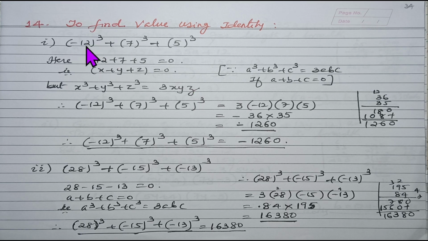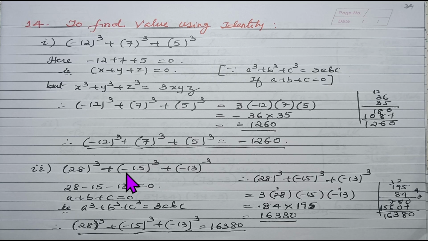So let us take minus 12 as x, 7 as y, and 5 as z. When we add, we get 0. That means x plus y plus z is equal to 0. So x cube is minus 12 cube, y cube is 7 cube, and z cube is 5 cube, and that is equal to 3abc. So we have a cube plus b cube plus c cube is equal to 3abc, and therefore when we multiply, we get minus 1260. That concludes that minus 12 cube plus 7 cube plus 5 cube is equal to minus 1260, and that is how we find the sum of the cubes of three terms by using an identity.